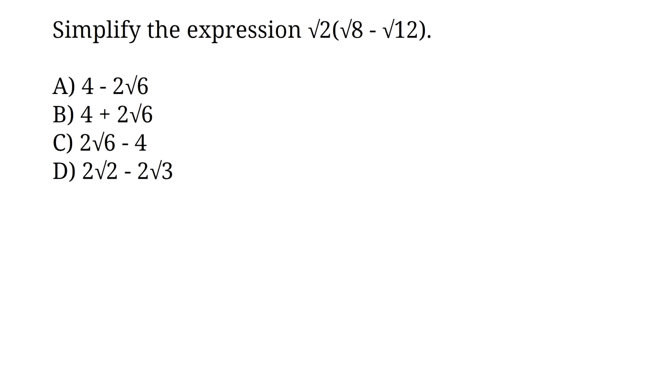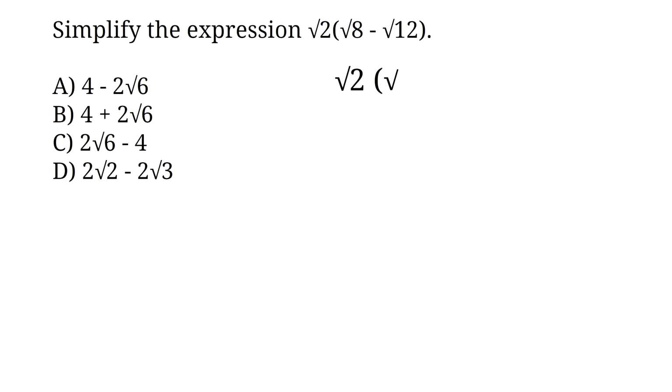Simplify the expression square root of 2 times the quantity square root of 8 minus square root of 12. A. 4 minus 2 times the square root of 6. B. 4 plus 2 times the square root of 6. C. 2 times the square root of 6 minus 4. D. 2 times the square root of 2 minus 2 times the square root of 3. To pass the GED, you must be able to perform operations on exponents and roots or radicals.